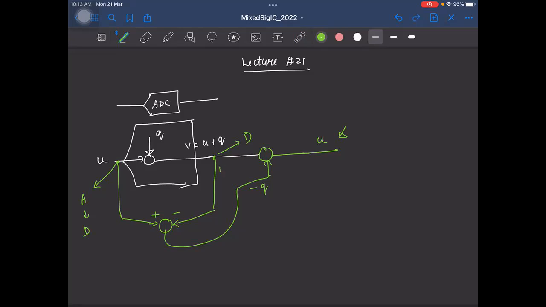Let me draw in another color maybe. So what I'll do, I'll convert it to an analog signal. So now this will be an analog signal. This is an analog signal. I'll do the subtraction. I'll get an analog output. But again, finally, I need a digital signal, right? So I'll have one more ADC here. Okay. So these two seem to be equally viable options. Let's see what is better and what is not.